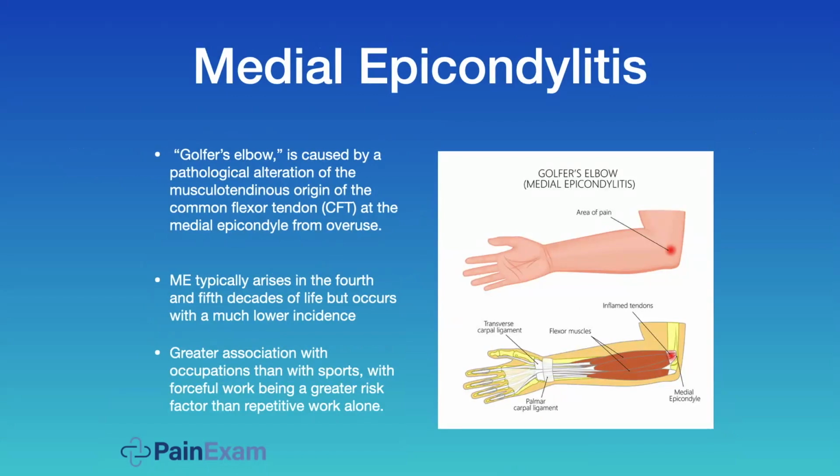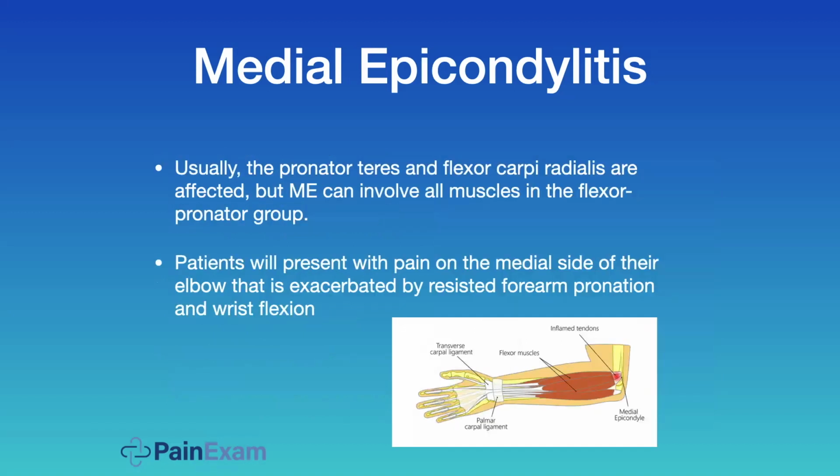Golfer's elbow is caused by pathology of the common flexor tendon from overuse as it inserts on the medial epicondyle. It typically arises in the 4th and 5th decade of life, but occurs with a much lower incidence. There's greater association with occupation than sports, usually with forceful repetitive work, with more forceful work than repetitive work being the major contributor.